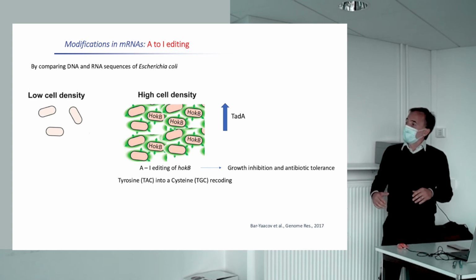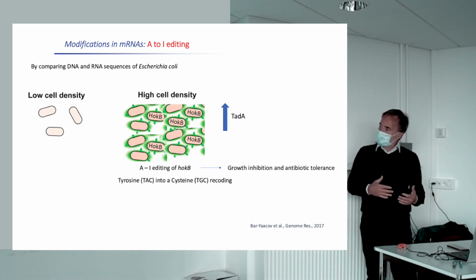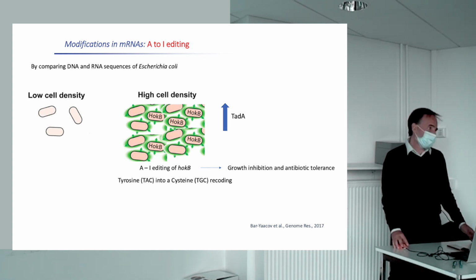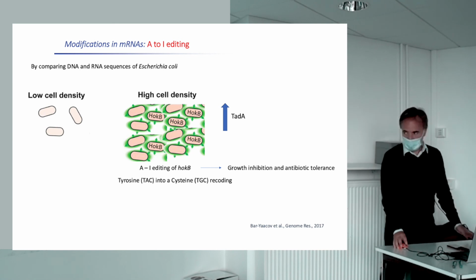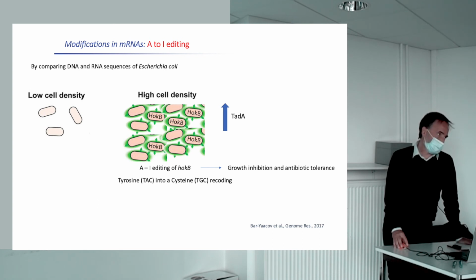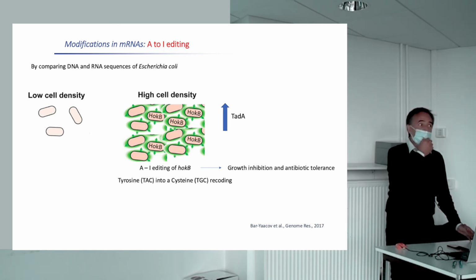So when you have this change in the editing, the result is that you change a codon TAC to a TGC. Because as I told you, the deamination of the adenosine that will lead to the production of the inosine, it is actually similar to a guanosine. So it will be read by the ribosome in the decoding center as a guanosine. So basically, this toxin changed tyrosine into cysteine. That becomes much more toxic.